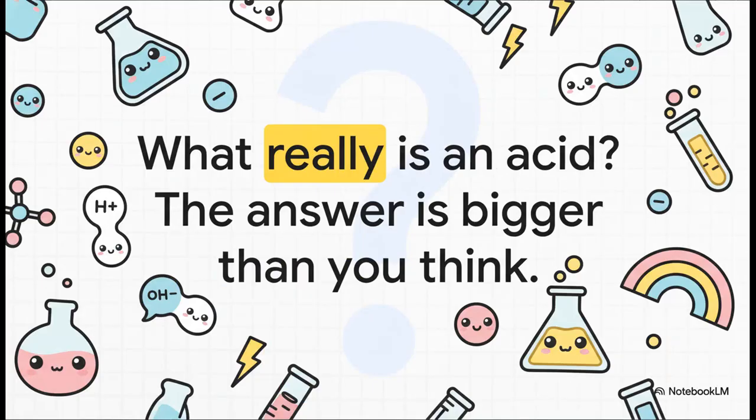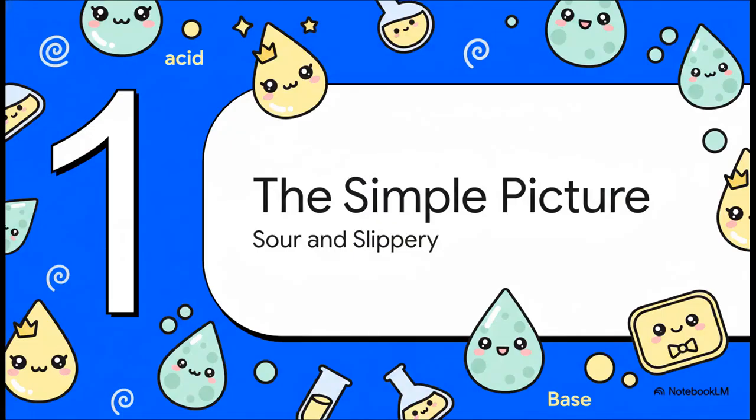You might have learned a simple definition back in high school, but that definition, well, it starts to fall apart pretty quickly when we look at some really common chemicals. We're going to go on a little journey here through more than a century of chemical thought to uncover the different faces of acids and bases. And what you'll see is a much more elegant and, honestly, a much more powerful picture of how chemistry actually works.